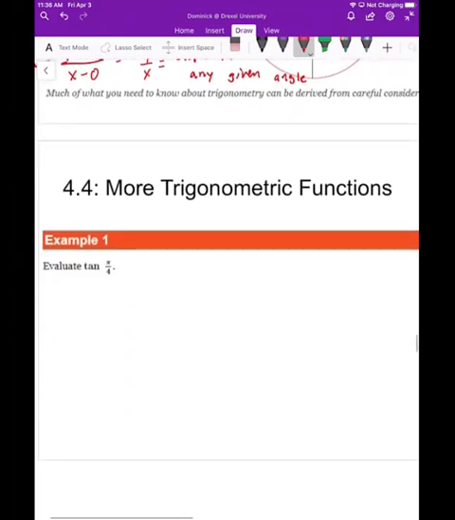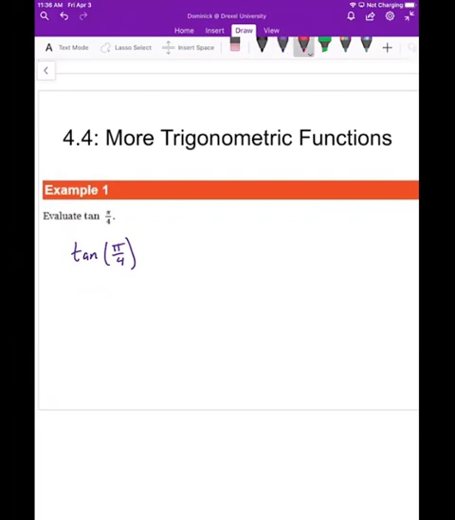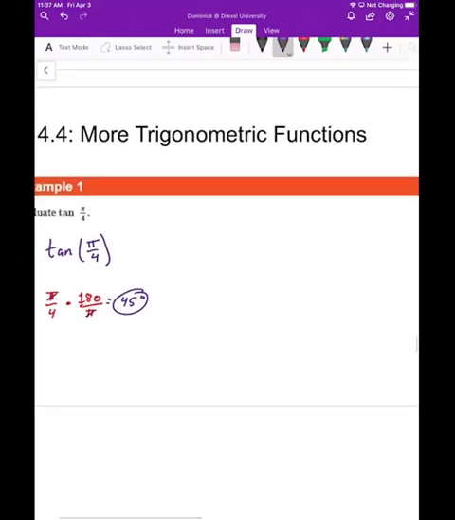Okay, so with that being said, let's go ahead and do an example here. First of all, we want to evaluate tangent of pi over 4. Well, the first thing we need to do, and again, if you're not comfortable with pi over 4, which is in radians, let's convert it to degrees. So I need to multiply it by 180 over pi, and my pi's would cancel. And if I divide 180 by 4, you'll find that that is 45. So this corresponds to a 45-degree angle on the unit circle.